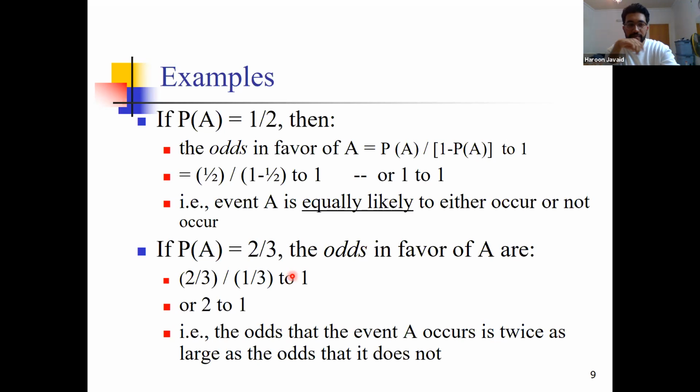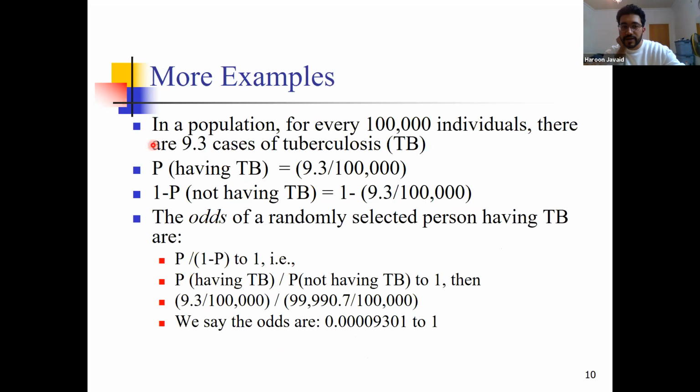Over here, for example, if we go forward, this is another example. The probability of having TB is this, okay? Now calculate the odds of a randomly selected person having TB. We know the probability of someone having TB is this. Now, once we go P over 1 minus P, which is the probability of having TB divided by the probability of not having TB, we say that the odds are 0.00009302121. Make sense?